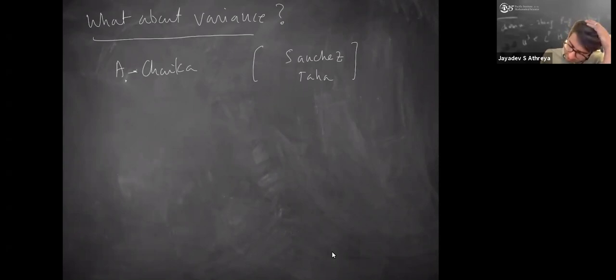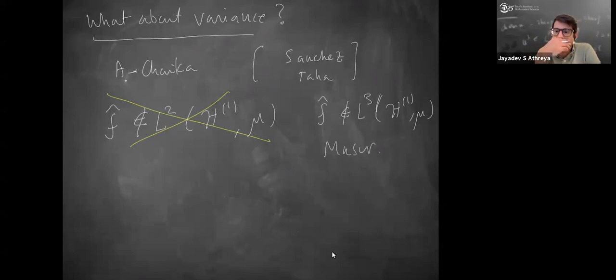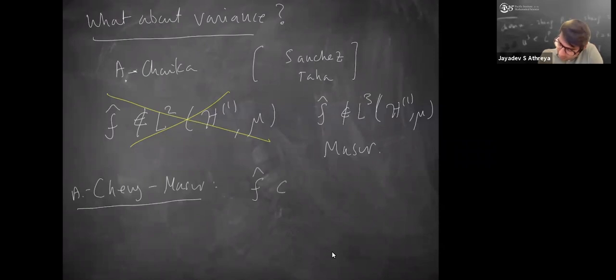And in our paper, in a little side note, we made the claim that f hat was not in L2 of the strata. Now let me emphasize that this is actually wrong. What we had actually proved was that f hat was not in L3. And this was pointed out to us by Howie Masur. Howie Masur pointed out that our argument didn't show that this thing didn't have finite variance, it just showed it didn't have finite third moment. So then, working together with Yitwah Cheung and Howie Masur, it left open the question, does this thing have finite variance? And we showed that in fact, f hat is in L2.